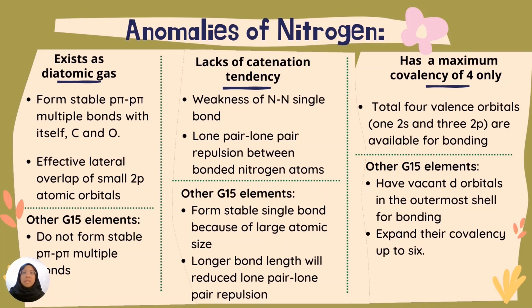Next, nitrogen has a maximum covalency of 4 only, since a total of 4 valence orbitals, 1 s and 3 p, are available for bonding. But the heavier elements have vacant d orbitals in the outermost shell, which can be used for bonding. So that is why they can expand their covalency up to 6.